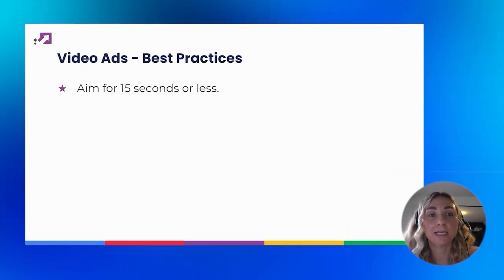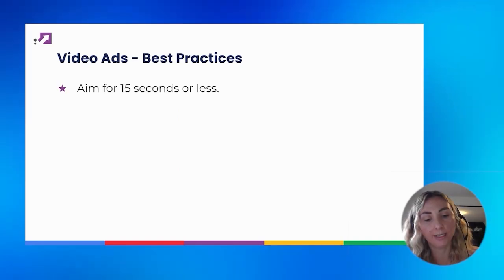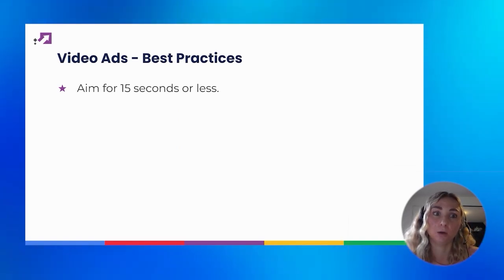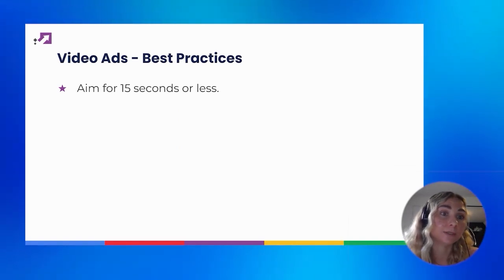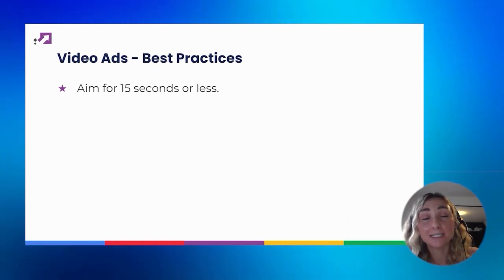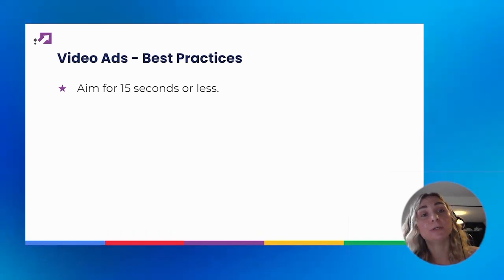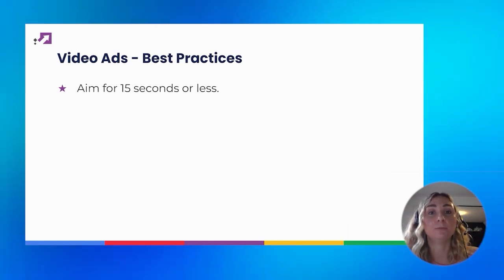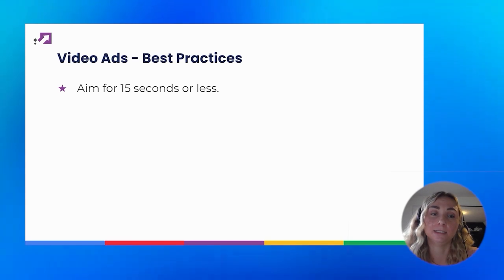Aim for 15 seconds or less. We've had people provide us with some very nice videos, but they're like 2-3 minutes long, and they've been created for a different purpose. You want to have ad content that is made specifically, or at least edited, for Facebook and Instagram that is 15 seconds or less. I know it's not long, but as I said before, people are scrolling. They want to get to the point quick.